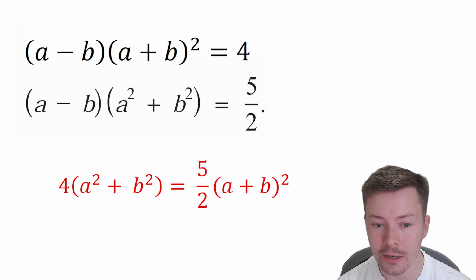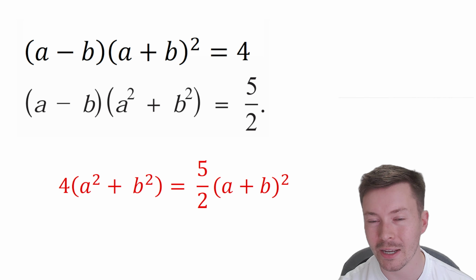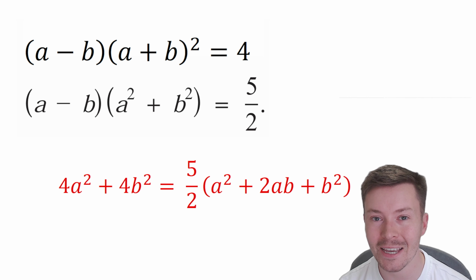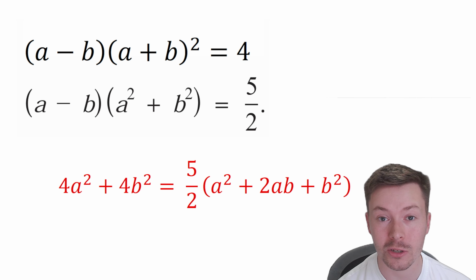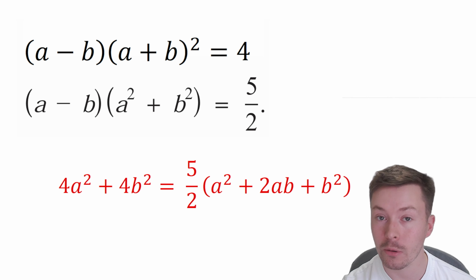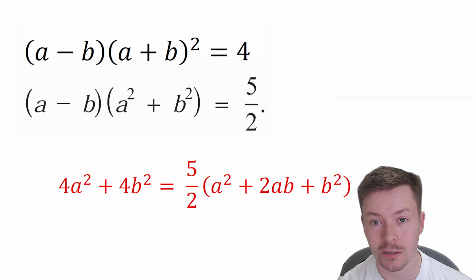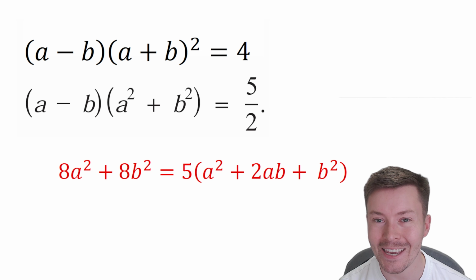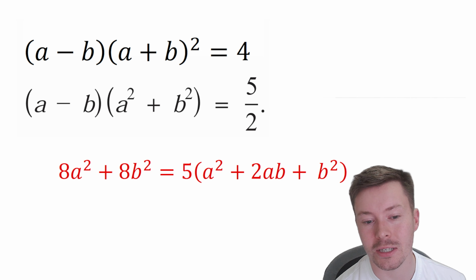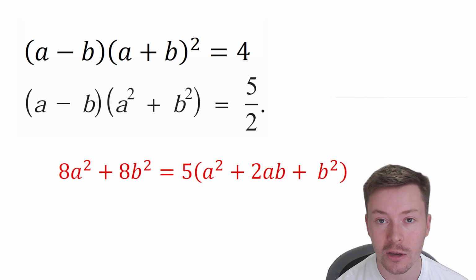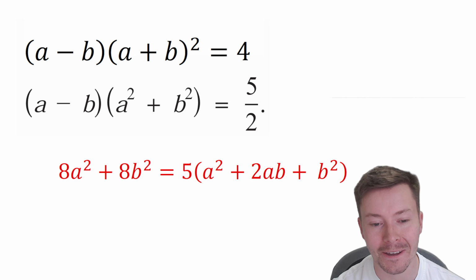Next thing, I've got a bracket to deal with, and I've got that 5 over 2, so I want to cancel out that 2. But first, what I'm going to do is expand the bracket on the right-hand side. So that's going to give me this: 5 over 2 brackets a squared plus 2ab plus b squared. And then I'm going to multiply both sides of the equation here by 2 to cancel out that other fraction, like I said we needed to. So we get this: 8a squared plus 8b squared is equal to 5 lots of a squared plus 2ab plus b squared.